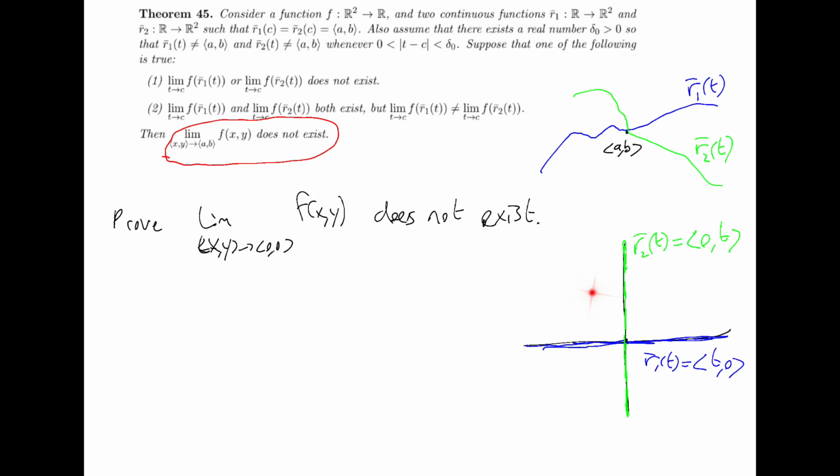So another possibility is that both limits exist and are different, and then, as I said before, we can also use theorem 45 to conclude that the limit does not exist. So then we are done.